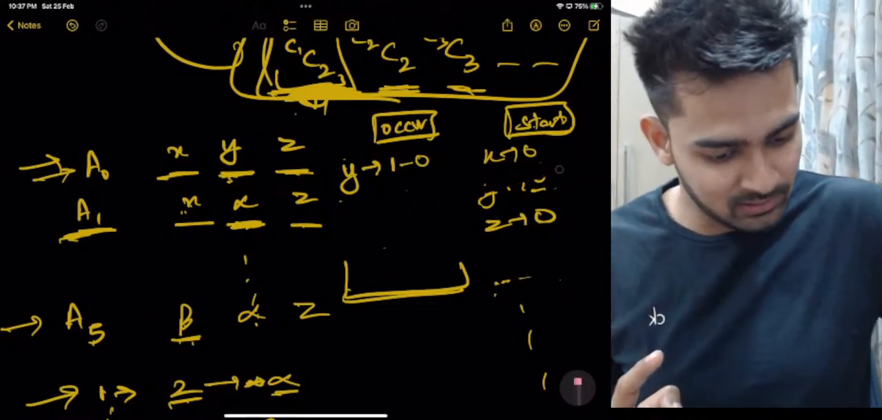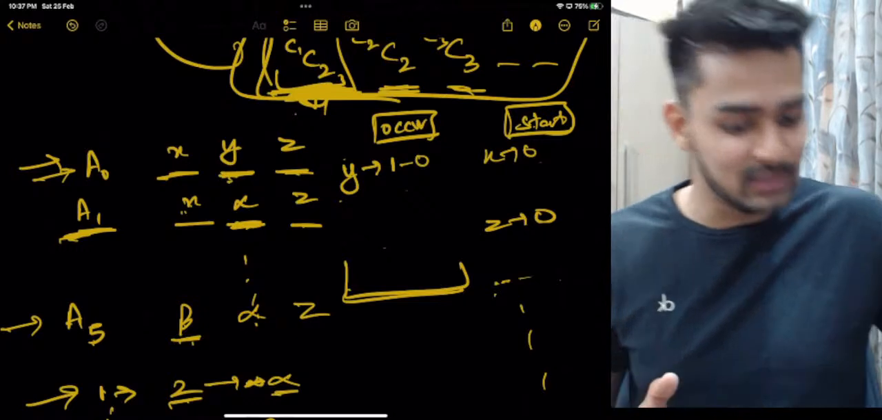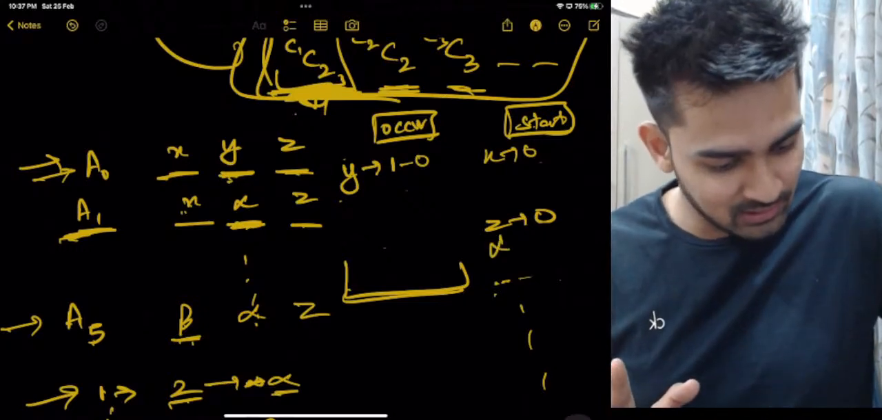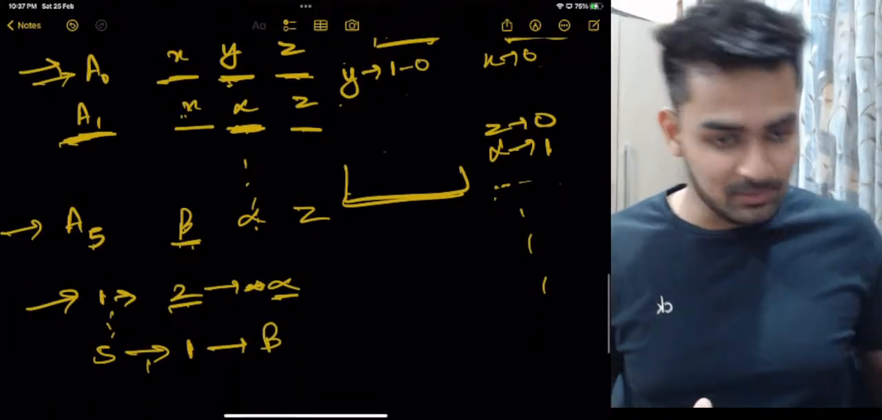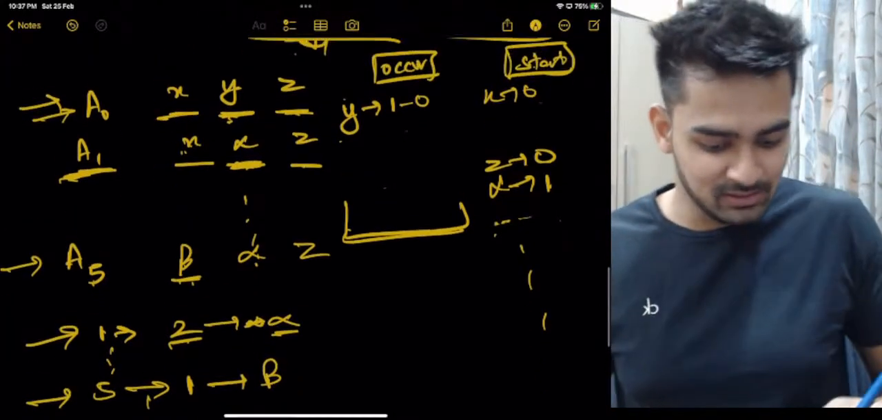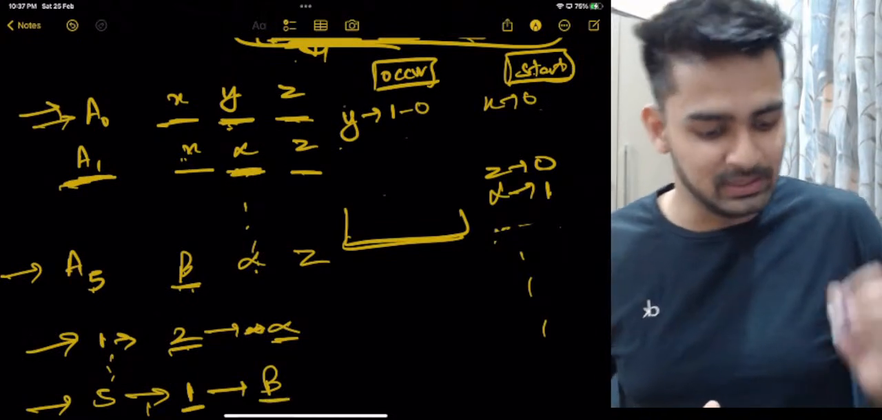Now remove Y, because it no longer exists in the array, and mark the occurrence of alpha. Alpha is starting from 1. With this, we keep on going. Let's say at the fifth operation, we say change the first value with beta.